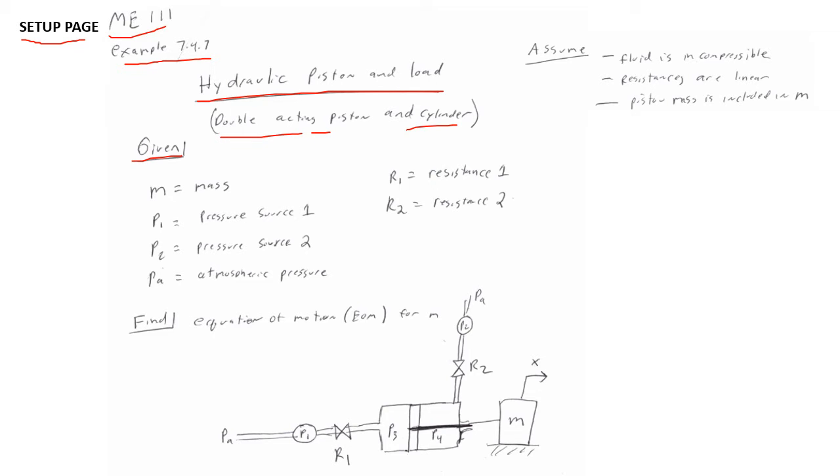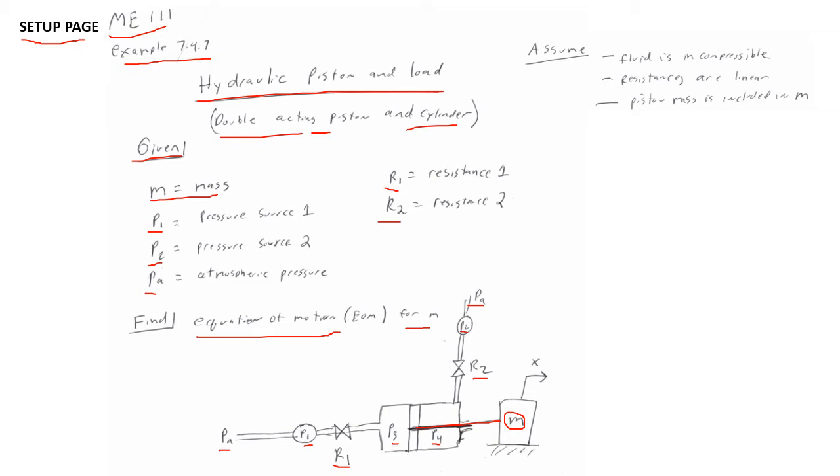Well, I know my mass is M, P1 is pressure source 1, P2 is pressure source 2, my PA is my atmospheric pressure, R1 is my resistance 1, and R2 is my resistance 2, and I'm looking for my equation of motion for M. So I redraw my diagram down here. Here's my atmospheric pressure on both ends. Here's my pressure source 1, my pressure source 2, my resistance 1, resistance 2, internal pressures P3 and P4, and my mass M that combines this as well as the piston.